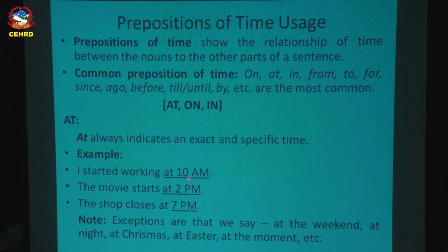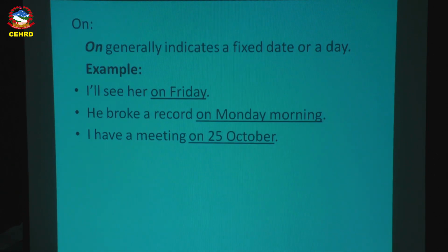Just like I started working at 10 a.m. 10 a.m. is the exact time by your watch, okay. The movie starts at 2 p.m. The shop closes at 7 p.m. Don't you think this is the exact time given? So there are exceptions, no wonder.